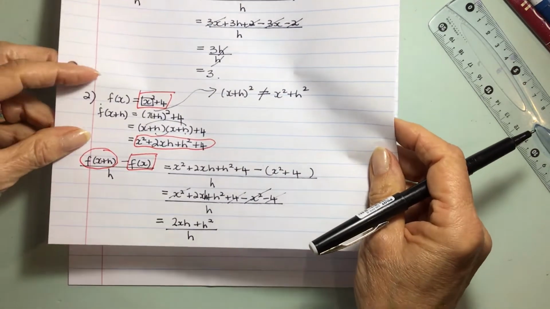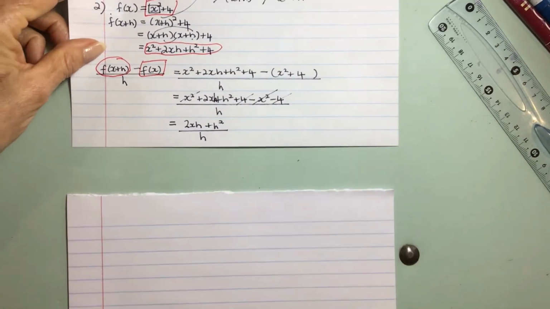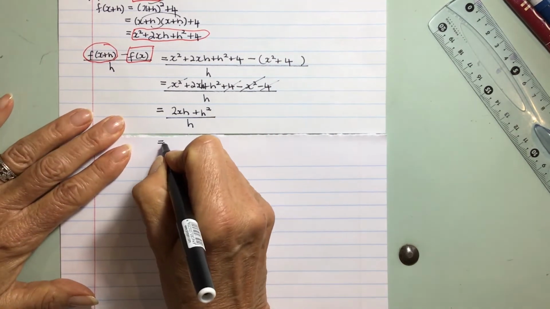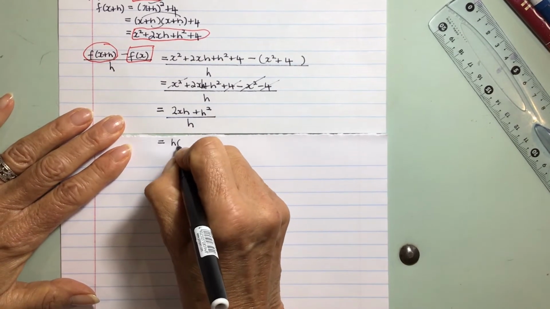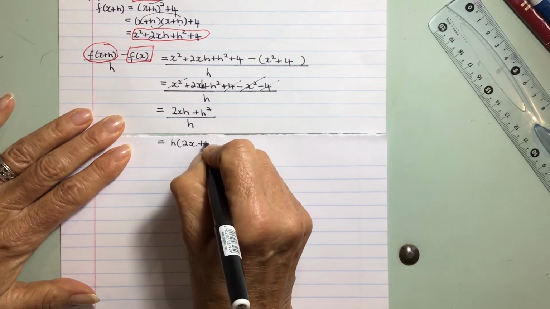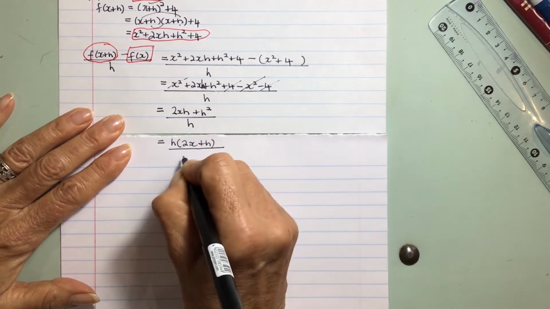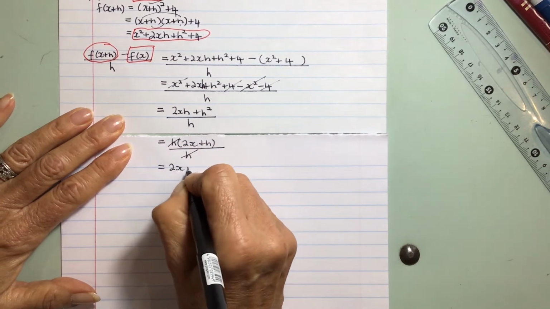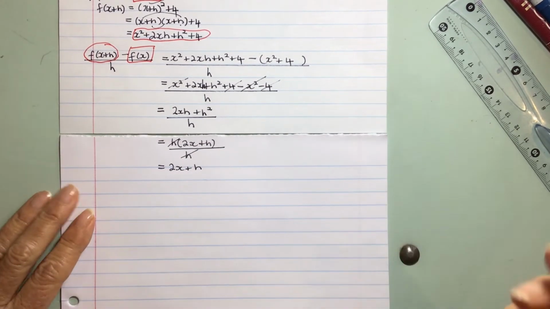Okay, so sort out my paper. Now, fortunately, we can take out an h, and we're left with 2x plus h all over h. The h's divide. We get 2x plus h. That's the answer.